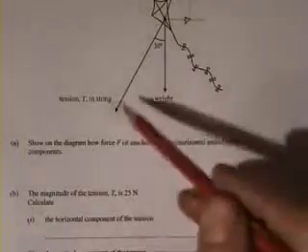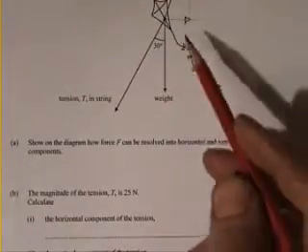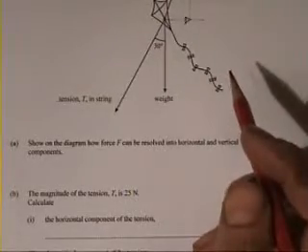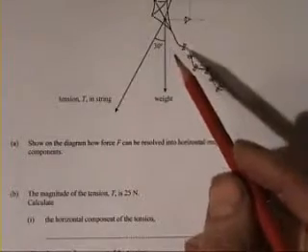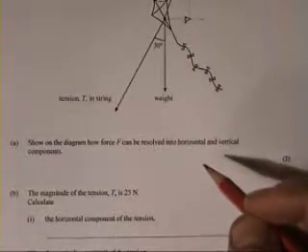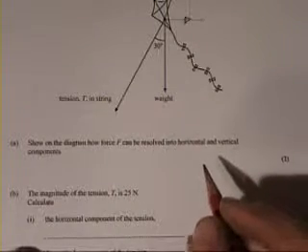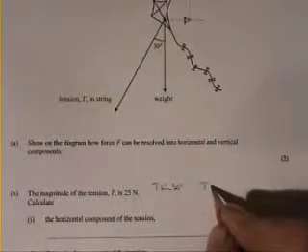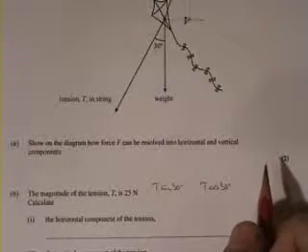Next part, the magnitude of the tension is 25 newtons. Calculate the horizontal component of the tension. You can see the tension is acting at an angle of 30 degrees. That means it's got a vertical component and it's also got a horizontal component. Now hopefully you'll know straight away that you've got two things to find. You've got to find the horizontal component and the vertical component. Hopefully you know that one of them will be T sine 30 degrees and the other will be T cos 30 degrees. Because that's what components always are. The question is, how do you know which one's which?